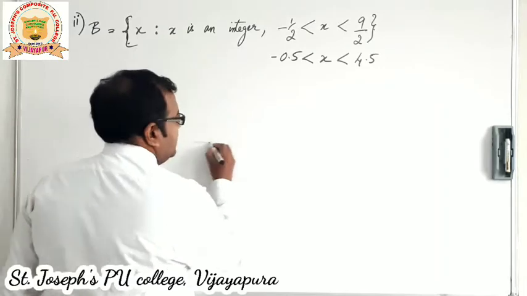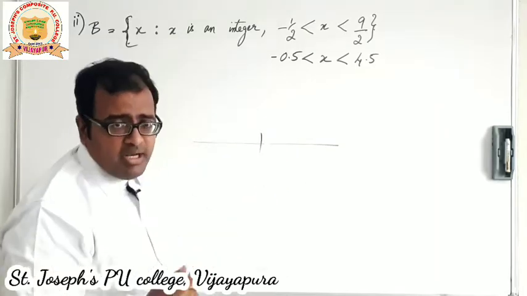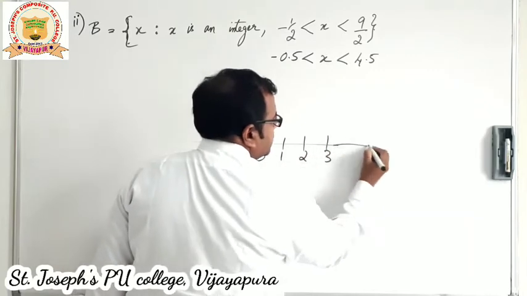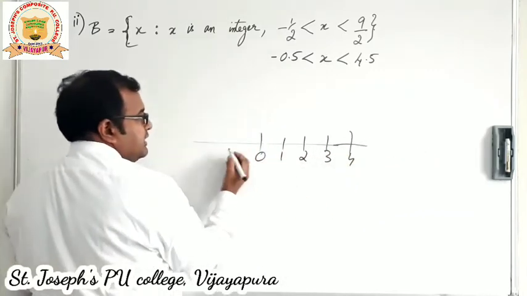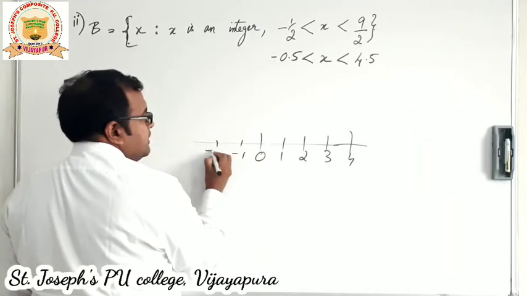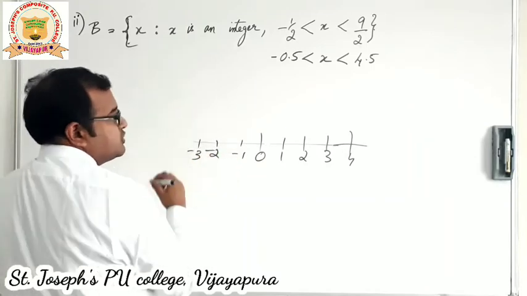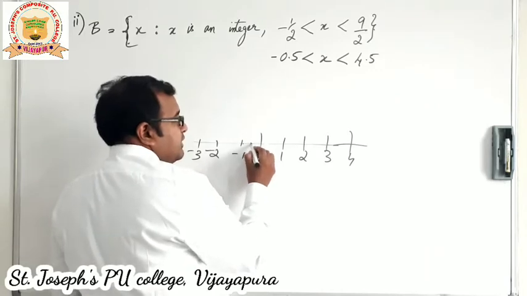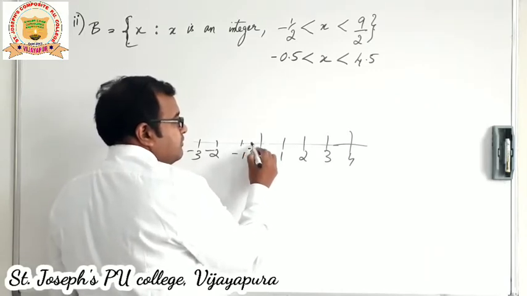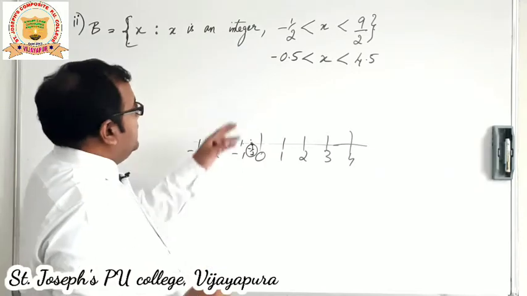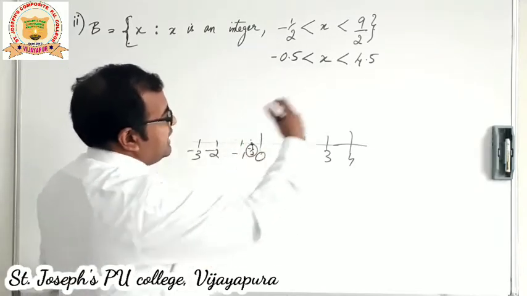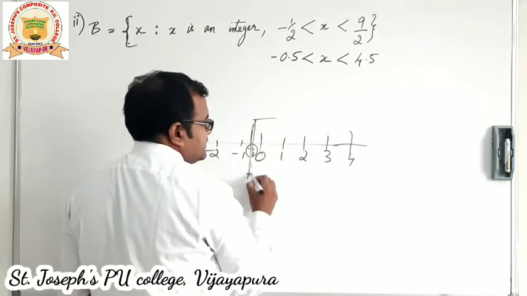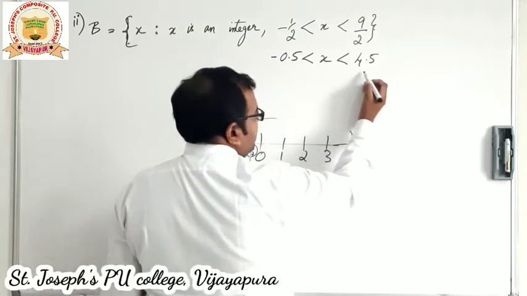Right? See, if you look at the number line 0, 1, 2, 3, 4, so on. Integers on the other side: minus 1, minus 2, minus 3, so on. Minus half, where will be minus half? Between 0 and minus 1, this is minus half. This point is minus half. It should be greater than that. X should lie on the right side of that. Means it should start from here. This side. It should be less than 4.5.